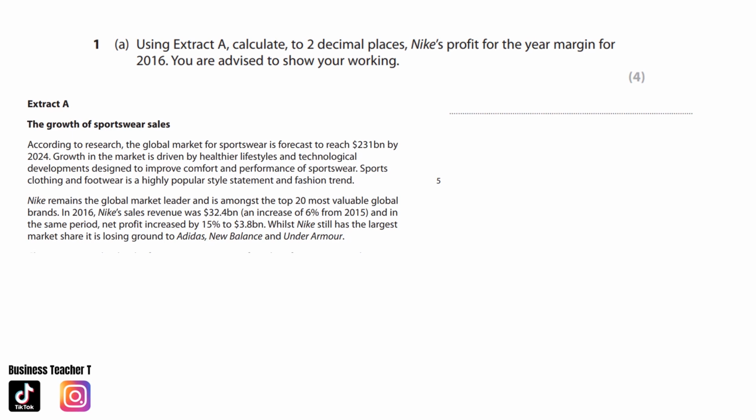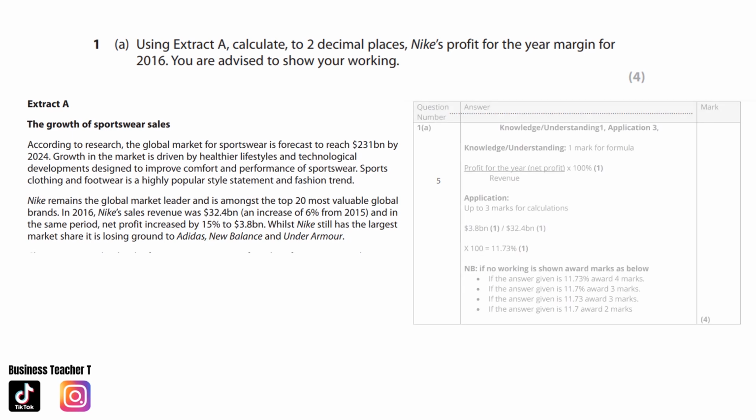In 2016, Nike's sales revenue was $32.4 billion, an increase of 6% from 2015, and in the same period, net profit increased by 15% to $3.8 billion. Whilst Nike still has the largest market share, it is losing ground to Adidas, New Balance and Under Armour. Give this question a go. Let's take a look at the mark scheme.